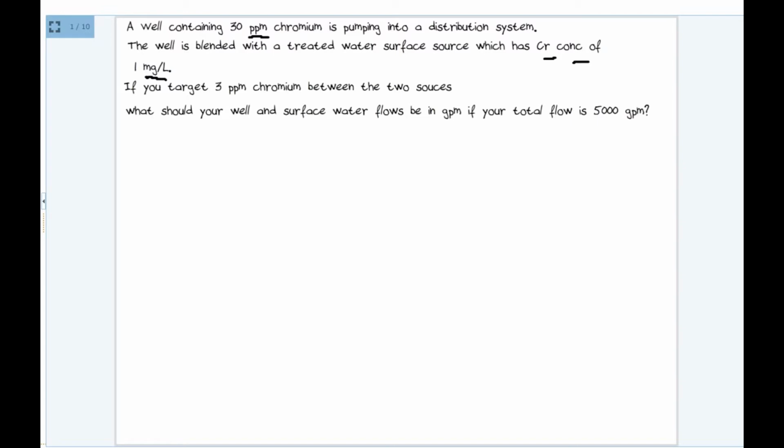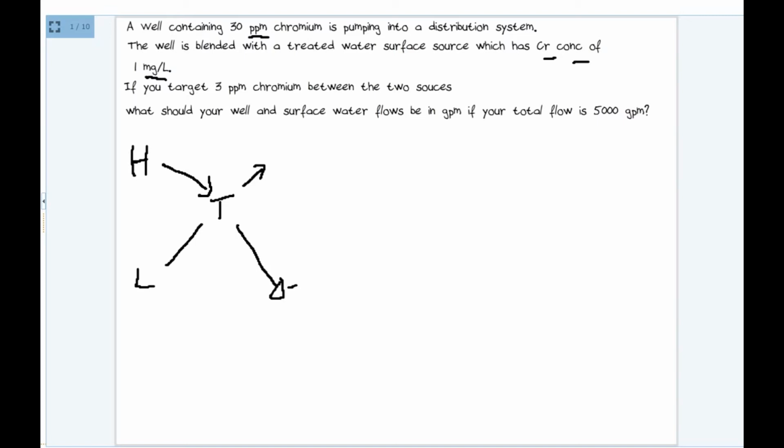And so the template is like this. You're going to get your high concentration, and write it here. Then you're going to get your low concentration, and write it there. You're going to get your targeted concentration. And I like to set it up like this. So let's start with that.